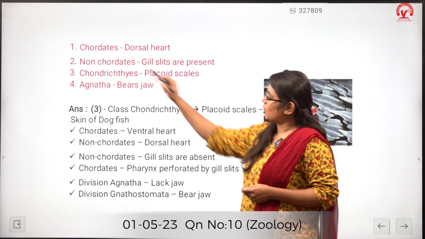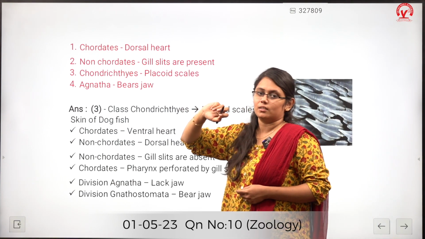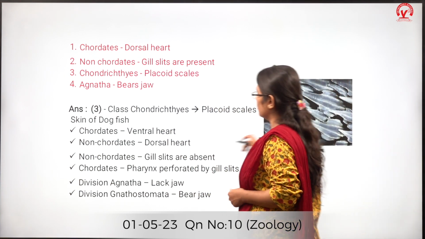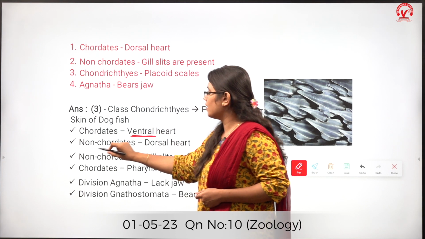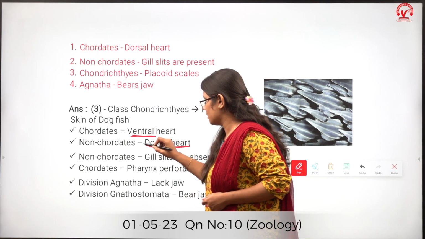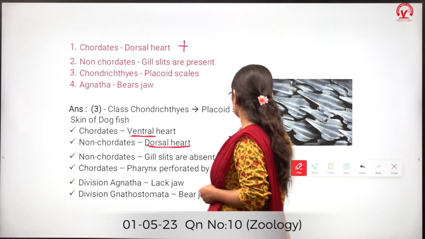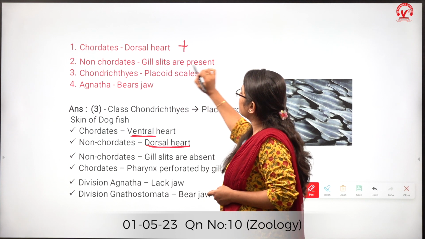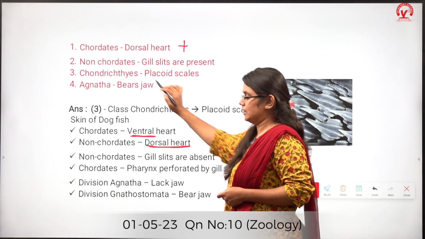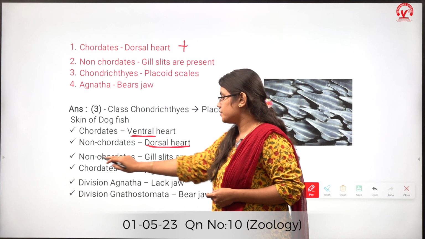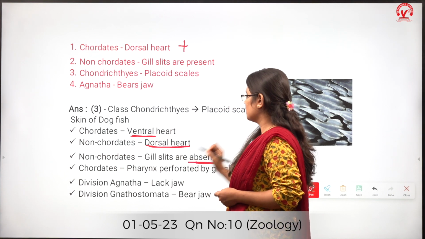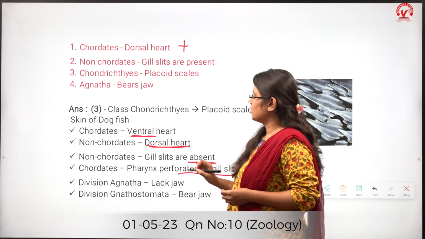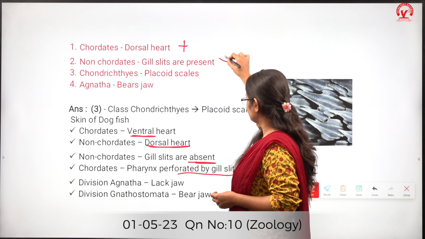So coming to the first option, chordates dorsal heart. The chordates have a ventral heart. They don't have a dorsal heart. So the chordates have a ventral heart and only non-chordates will have a dorsal heart. So the first option is wrong. Second option, the non-chordates, gill slits are present in non-chordates. They have given it like that, but the gill slits are actually absent in non-chordates. Whereas in chordates, the pharynx is perforated by gill slits. So the second option is also wrong.